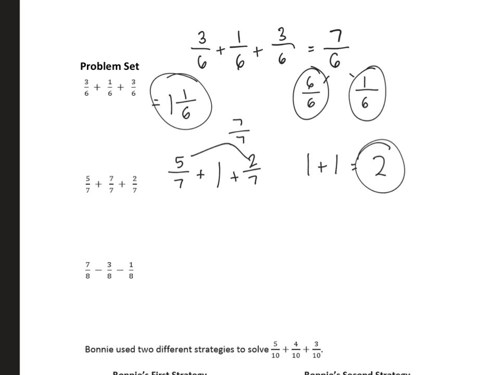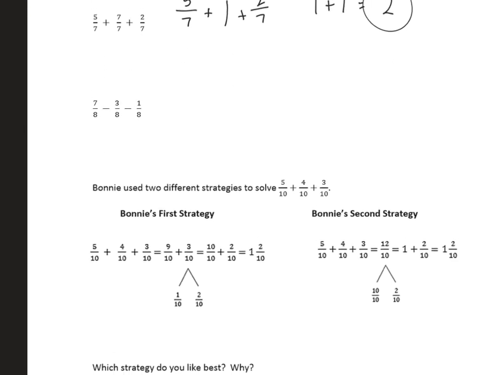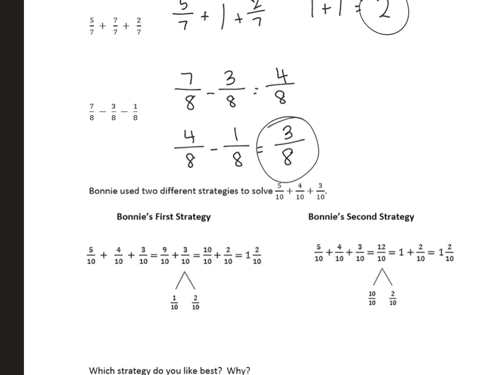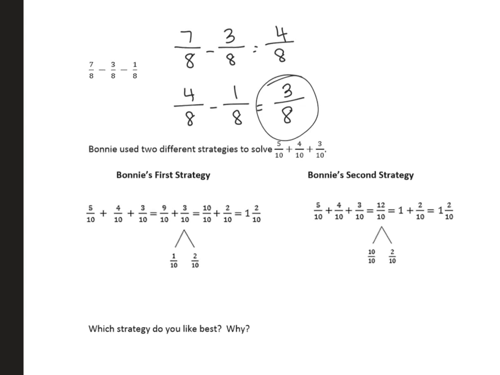All right. And then last one, it says 7/8 minus 3/8 minus 1/8. So I'm just going to subtract straight across. So I'm going to say 7/8 minus 3/8 is going to give me 4/8. All right. And now I have 4/8, and I'm going to subtract the 1/8. So 4/8 minus 1/8 is going to give me 3/8 as my final answer. Okay, pretty simple.